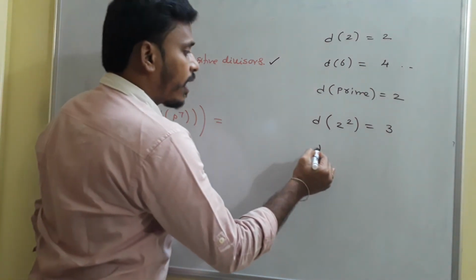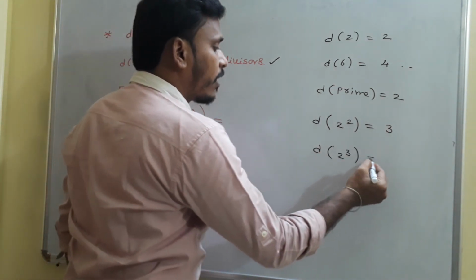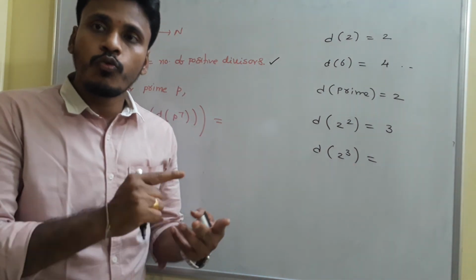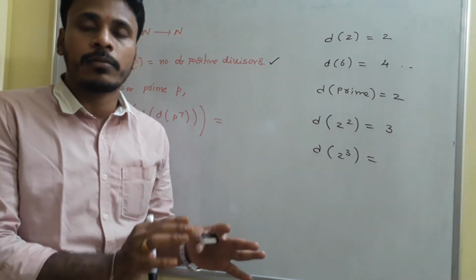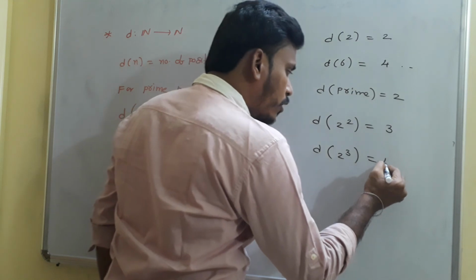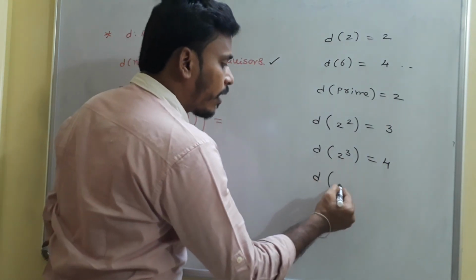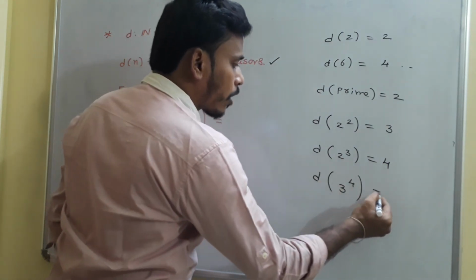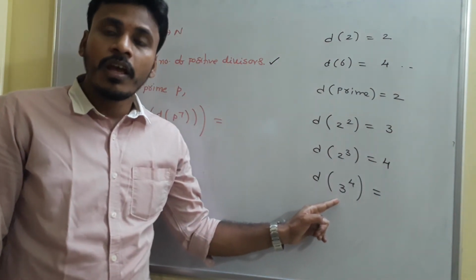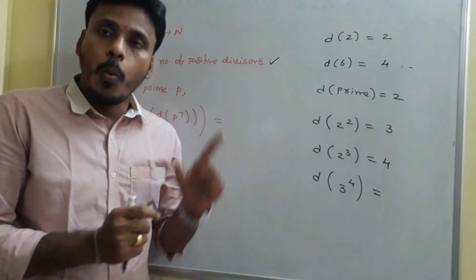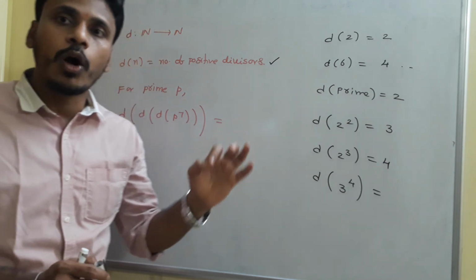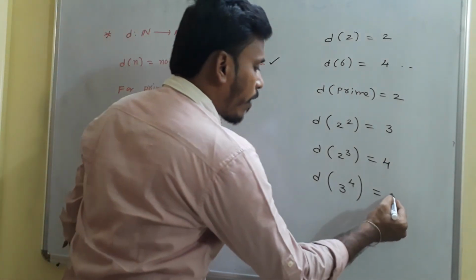If I take d of 2 cube, again think about it. 2 cube is 8. What are the factors for 8? 1, 2, 4 and 8 are only the factors. No other factor is there for that 2 power 3. So d of 2 power 3 is 4. In the same way, if I take d of 3 power 4 or any number to the power 4 like that. For this 3 power 4, 81, if you search for the factors, 1, 3, 3 square, 3 cube, 3 power 4 are only the factors. So number of factors are 5.